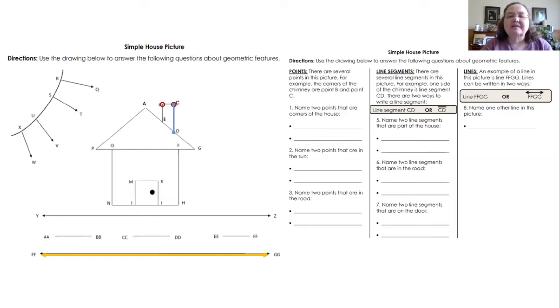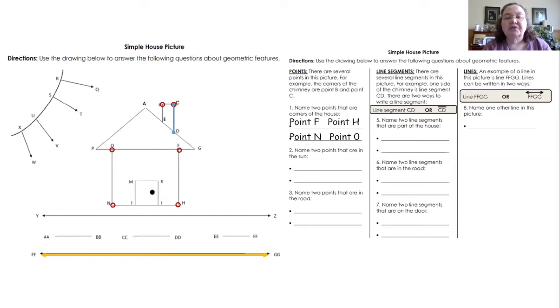So it says, name 2 points that are in the corners of the house. Well, there were actually 4 that I saw. And I wrote either, you could have chosen any 2 of those: point F, point H, point N, or point O.